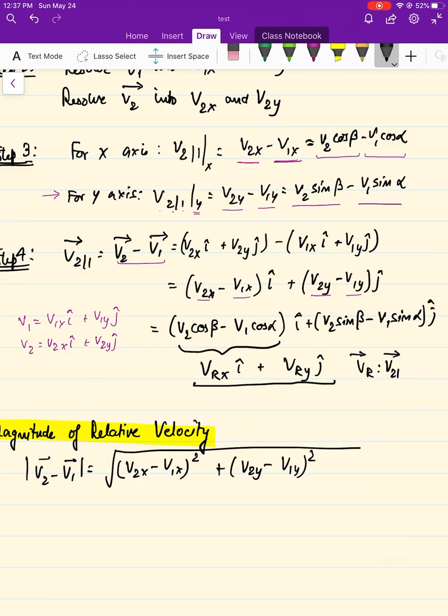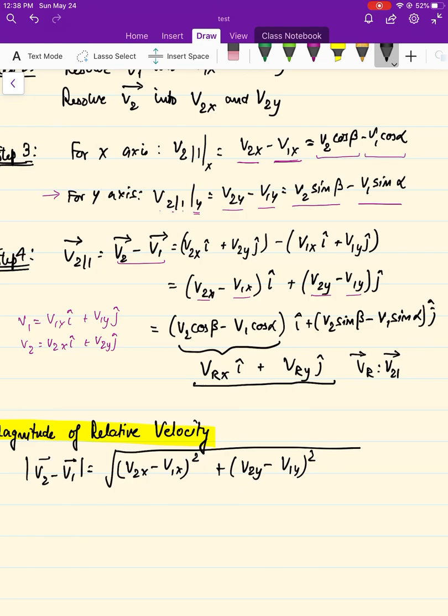For example, if these two vectors were in a three-dimensional space, the analysis would have been exactly the same. It's just that you would have needed to decompose the vector into three components instead of two, and then the analysis is the same. You first take the vectors, make sure that they have the same origin, and then you decompose them into components, and then consider each direction, and then take the differences between the vectors in that particular direction and calculate the relative velocity of one with respect to the other.